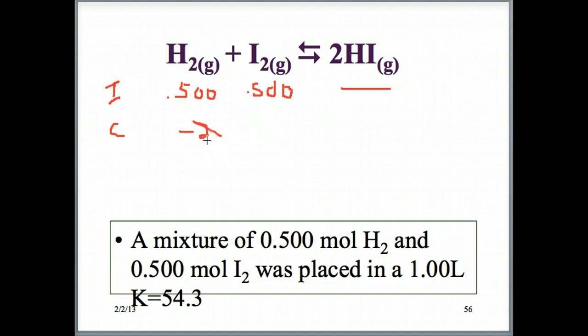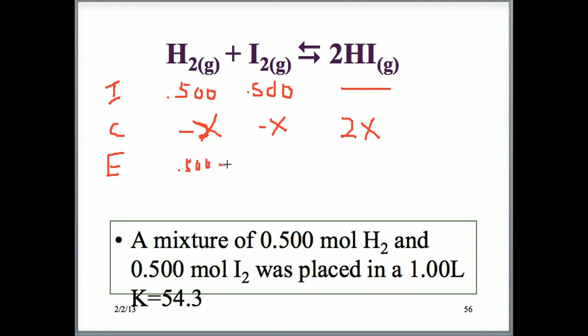Wait, I put a 2 there. We're going to be losing or consuming reactants, so they're negative X. And we're going to be gaining product, so it's positive X. In this case, it's positive 2X. Okay? Because it's gaining, it's going to be positive. It's 2X because of the stoichiometric ratio. Equilibrium is always just adding up these two lines. Okay, it gets a little redundant.